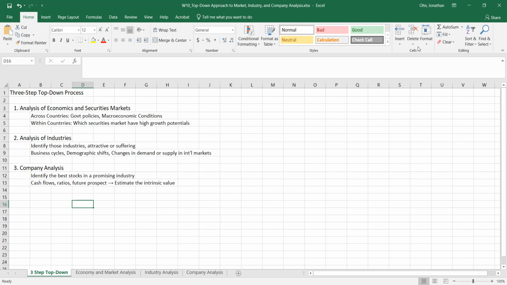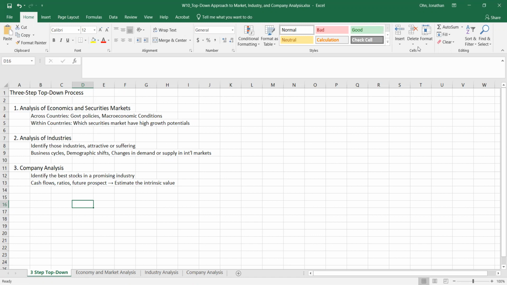So analysis of economics and the security market: across countries, you analyze the government policies and macroeconomic conditions and policies. And then within countries, we're talking about which security markets are more attractive and have high growth potential. And then move on to industry. Once you identify the attractive security market, you get on to the industry analysis. So you identify those industries that are attractive or suffering, suffering because of probably some strike or some regulations.